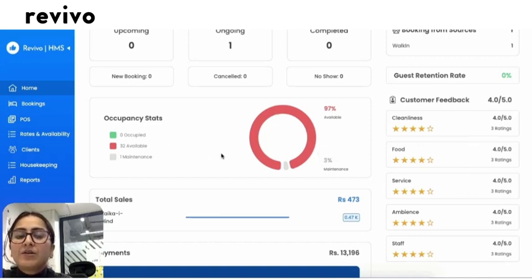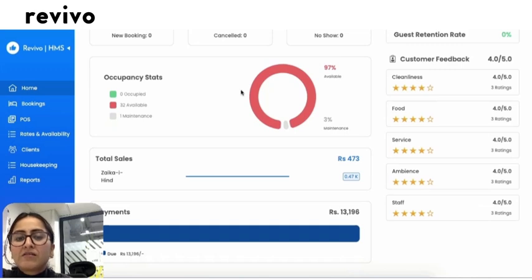From this category, you can see the occupancy stats. This gives you a graphical representation of the occupancy and availability of your rooms. Like red shows the percent of rooms available, green shows what is the percent of rooms that are totally occupied, and the third one is the gray colored ones that show what percent of rooms need maintenance. From here, number of rooms that need maintenance. So from here you can get to know about the number. From here you can get to know about the percent.